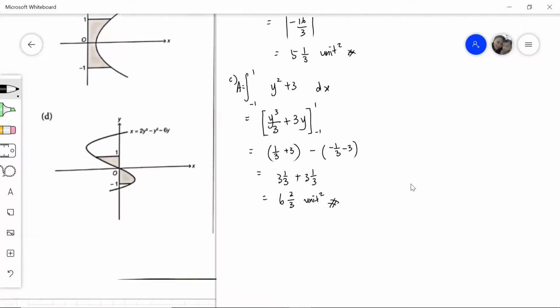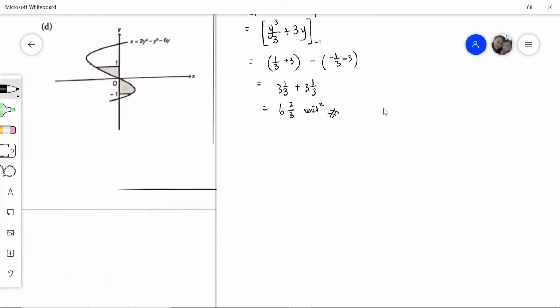Now, let's move on to part D. For part D, we have the shaded region on the left side and the shaded region on the right side, even though they are connected, but we have to split them into 2 parts when we do the integration, because the one on the left side of the y-axis would be negative in value. Only the one on the right side is positive, so we have to split them. So area of the shaded region, this is D.